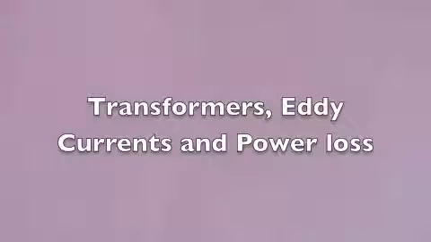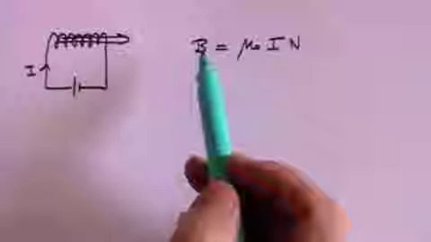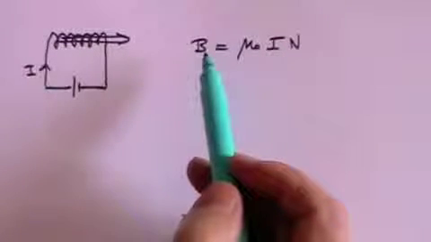Hello, this video follows up the one in the A-level physics revision series on electromagnetism and responds to questions I've received about how eddy currents affect the electromagnetic flux in a core of a transformer. So let's just go back to basics and remind ourselves about what goes on in the field. If the current is steady, then the magnetic field will be steady.